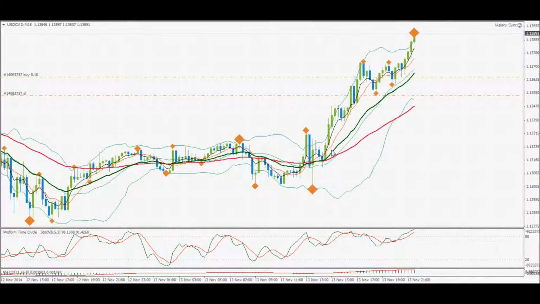Now I base my entries on these smaller time frame moving averages. I have a 5 period represented by this black line, and an 8 period represented by this orange line, and when they cross to the upside, that's when I want to take an entry. So I got an entry signal here, and I got another entry signal right in here. So now I'm in the trade gaining profits.